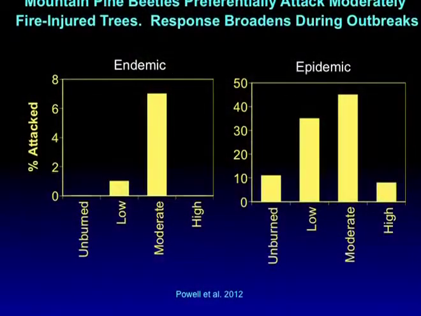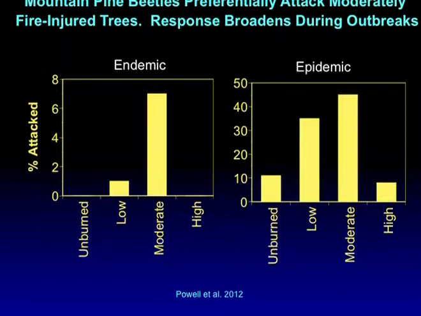When we looked at the results from Wyoming and asked the question, is mountain pine beetle more likely to attack lodgepole pines that have been injured by wildfire? The answer is yes, but they show a real preference for trees that have moderate level of injury. They got a few of the trees with light injury, did not attack any unburned trees, and did not attack any severely burned trees when they were in the endemic phase.